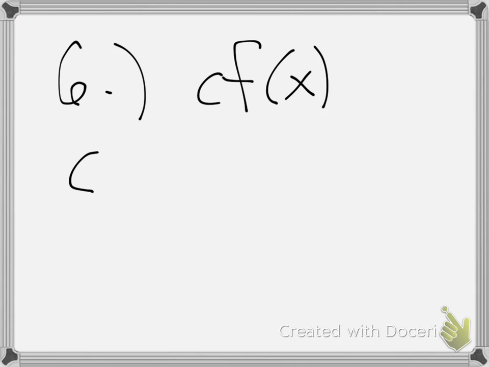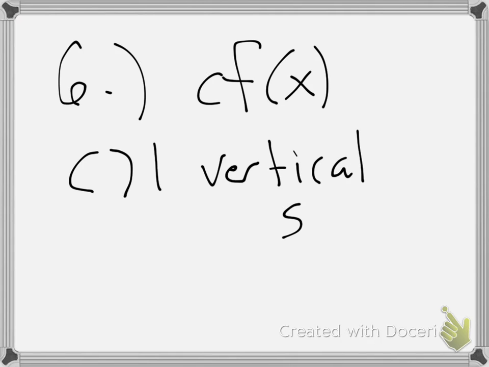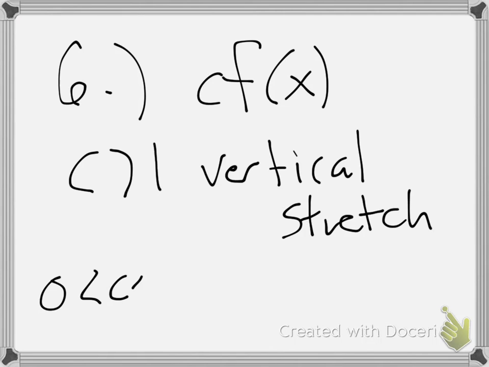So let's put both those. So c greater than 1, that was a vertical stretch. And if c was between 0 and 1, that was a, I'm just going to write smush. That's a nice mathematical term. Right, it kind of compressed it. That's the word I should use, compress.